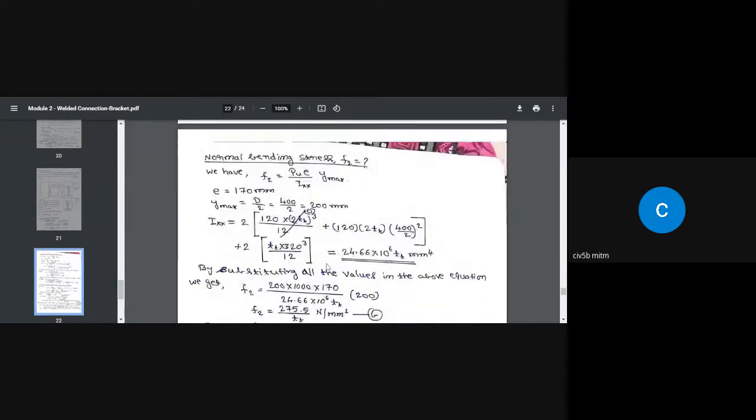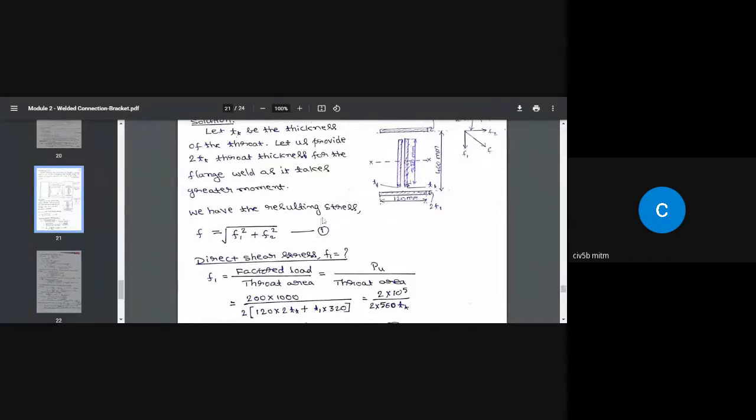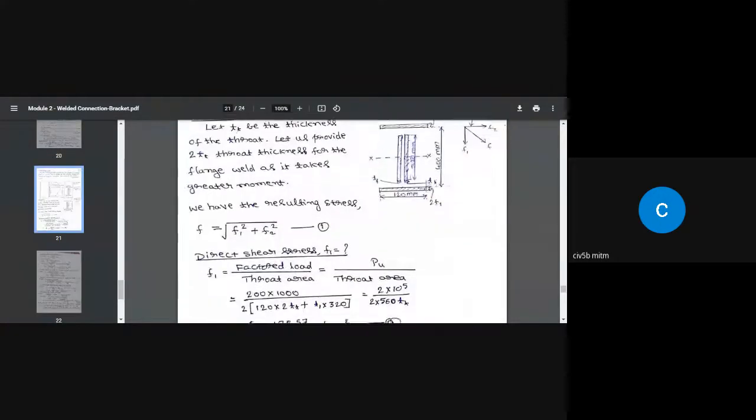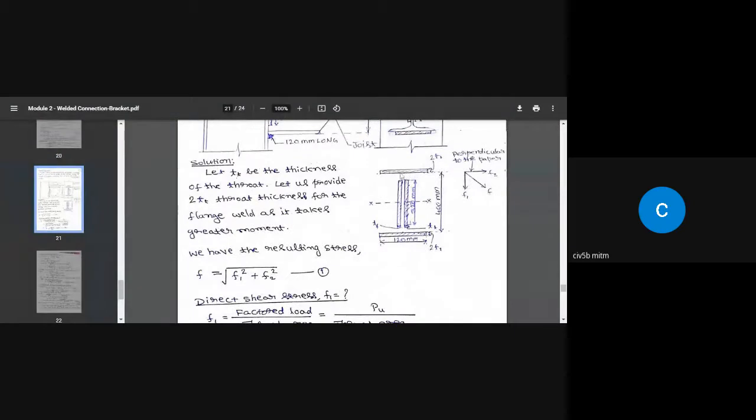Okay. Next, we have this formula. So substitute the values of F1 and F2. So we got the value of F equal to this much, 328.52 divided by TT Newton per millimeter square. So F is the stress to which the critical weld, that is the weld throughout the length, per unit area is going to be subjected to.